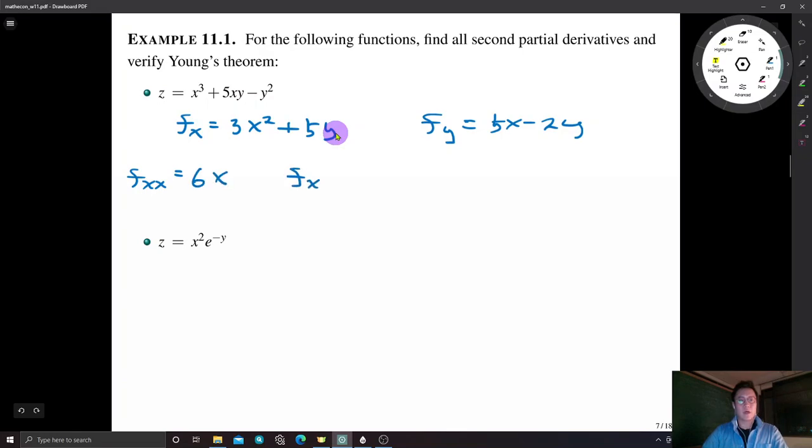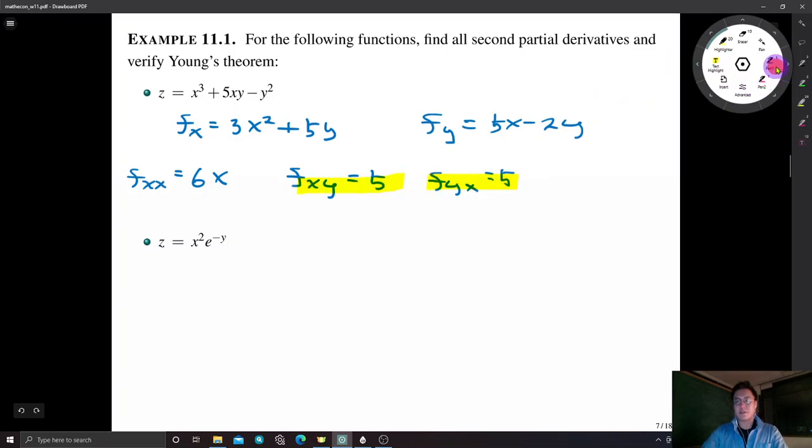F sub xy. Now x is a constant, y is a variable. So we start from here, f sub x, and take the partial with respect to y. Okay, so x is a constant, y is a variable. So we obtain 5. Okay, f sub yx. Now we start from here. X is a variable, y is a constant. So we have 5.